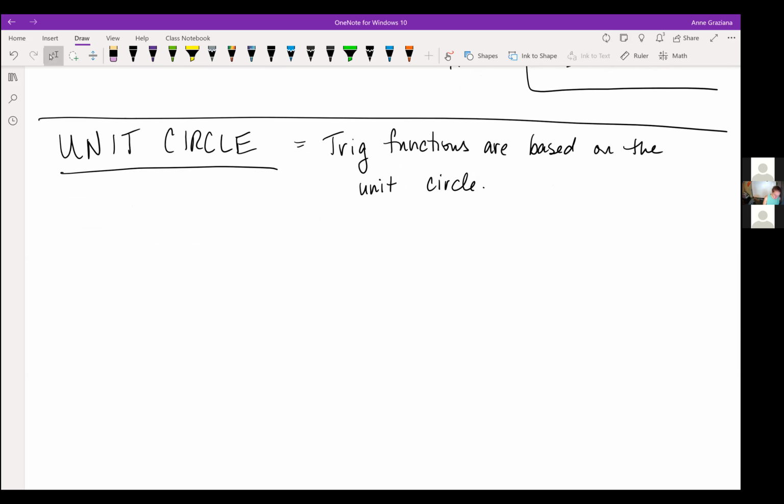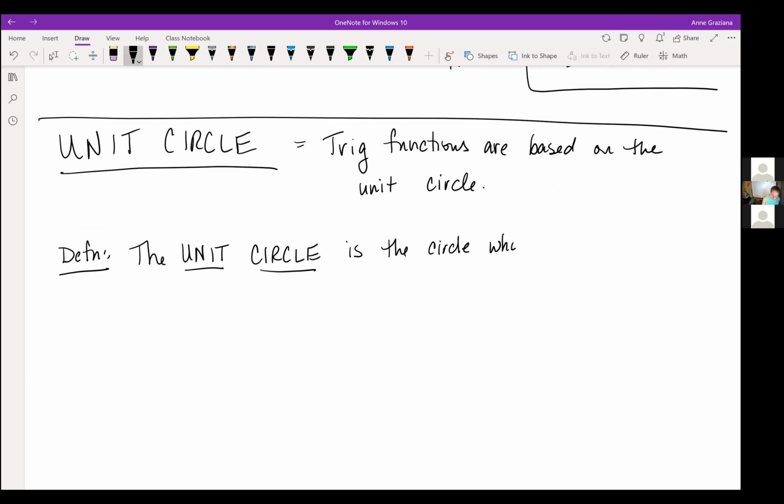Okay. So here's a definition. The unit circle is the circle whose center is 0, 0. So it's centered at the origin, with radius equal to 1.